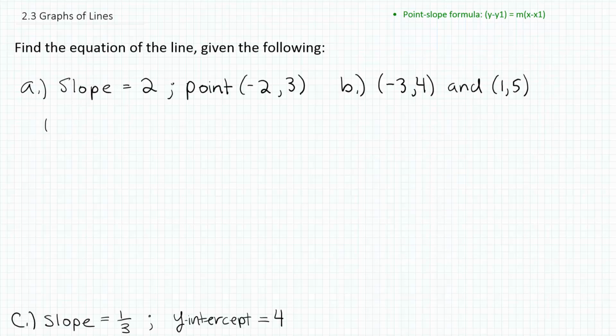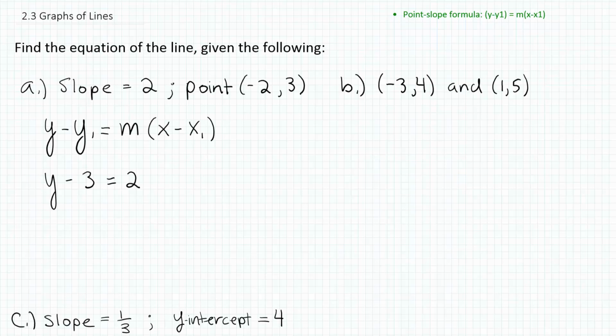All right, so the formula says y minus y sub 1 is equal to m times x minus x sub 1. So this y and this x will remain variables, but the ones with the subscript are the ones where we plug the point into. Okay, so we'll have y minus 3 is equal to m, which is 2, times x minus negative 2. So minus minus will make a positive. So we'll have y minus 3 is equal to 2 times x plus 2.